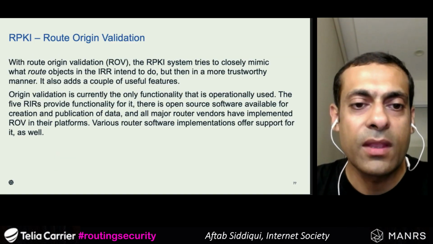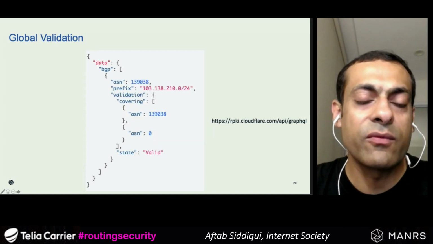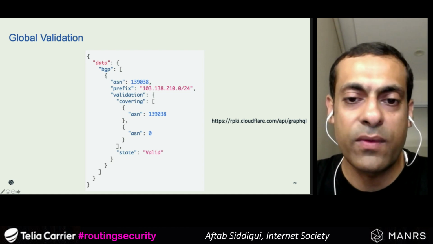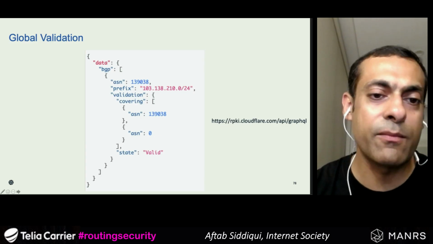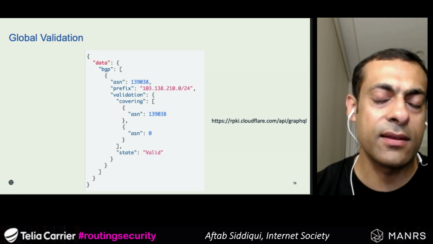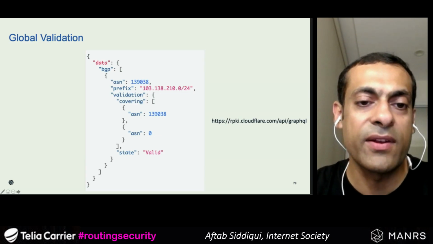Going on, if you want to verify this information as well, go to rpki.cloudflare.com/API GraphQL, and then you can put any ASN or prefix in that query and look up whether it is valid or not.